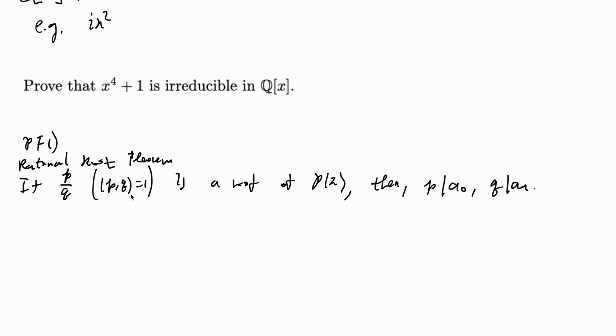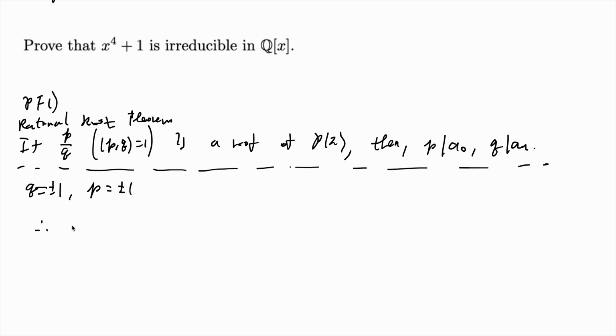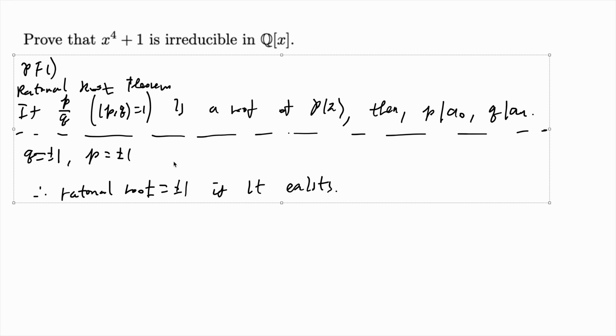Then applying this here, because a sub n equals 1, Q is equal to plus or minus 1, and P is equal to plus or minus 1 because a sub 0 is equal to 1 here. Therefore, the rational root must be plus or minus 1 if it exists. But let's substitute it. Of course, we know that we don't have a real solution, so we don't have to use the rational root theorem. I just used it because I think it looks cool to use theorems. Actually, we don't really have to use this.